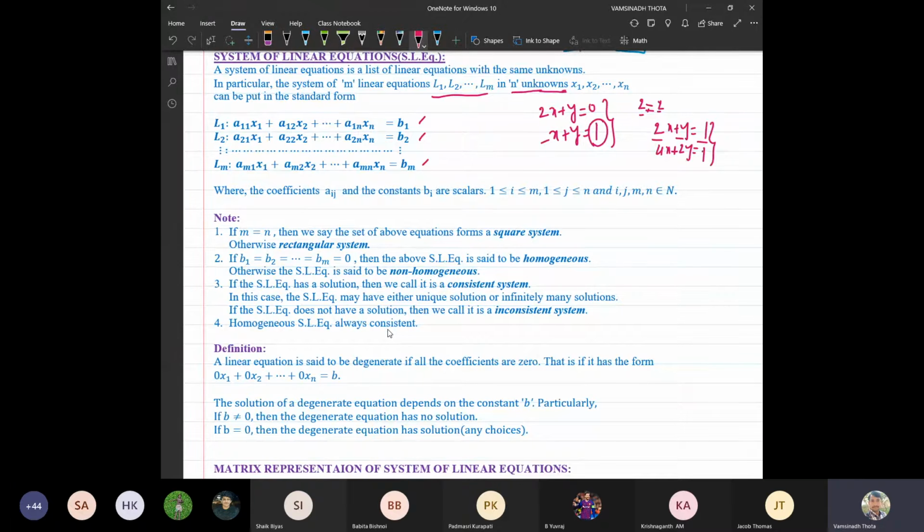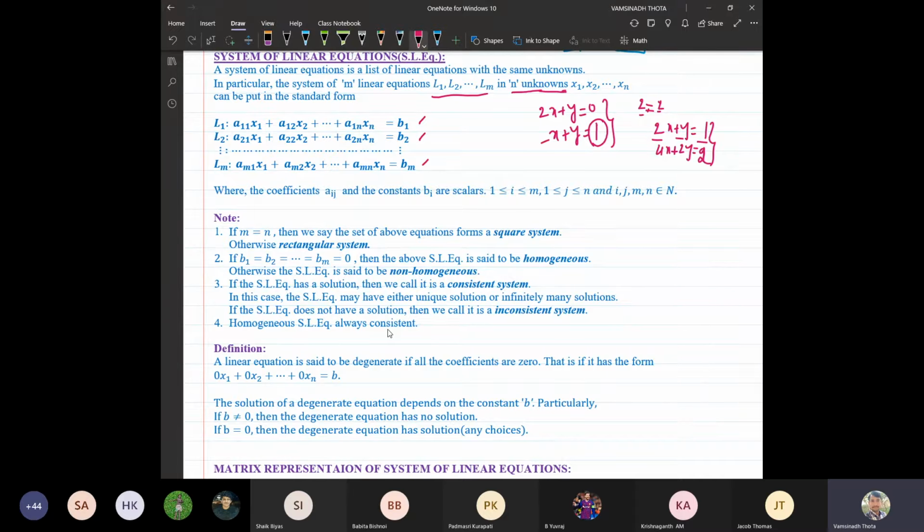But suppose in the same equation I kept 2 on the right side, then yes, you do have a solution, but the solution is not unique. In fact, there are an infinite number of solutions. If there is at least one solution, we call such a system a consistent system. Now let us look at the last one. What is that one?